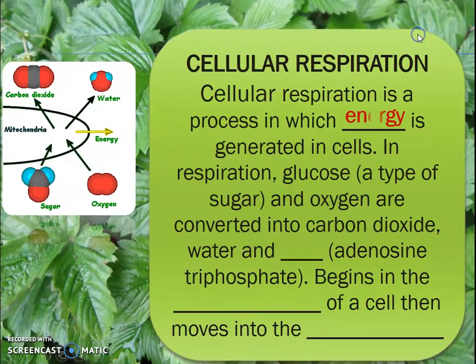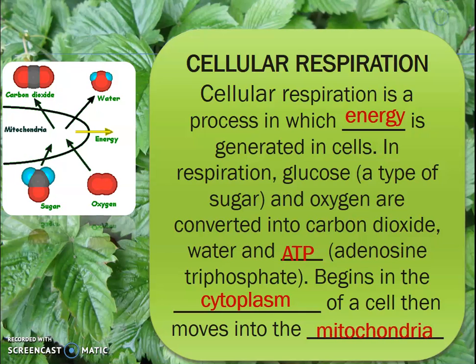Cellular respiration is a process in which energy is generated in cells. In cellular respiration, glucose, which you'll remember is made during photosynthesis, and oxygen are converted into carbon dioxide, water, and ATP, which is adenosine triphosphate. That's another fancy word for energy. This process begins in the cytoplasm of a cell and then moves into the mitochondria.